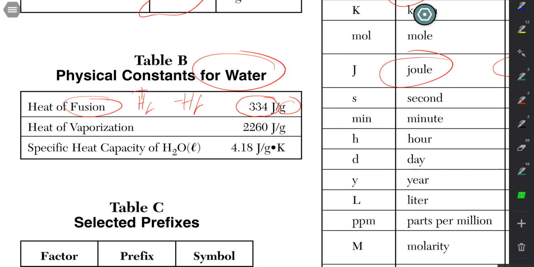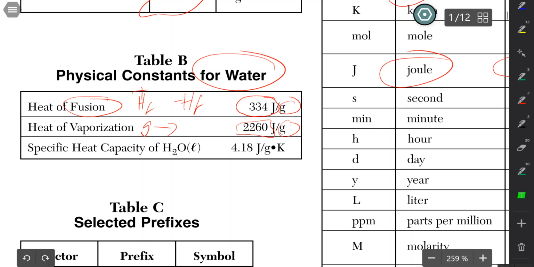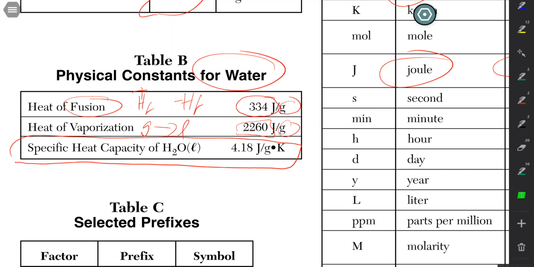Vaporization is the same way. You need 2,260 joules of heat to turn 1 gram of liquid water to a gas. And obviously, you'll have to remove 2,260 joules of heat to turn 1 gram of gaseous water back to a liquid. Here we have a specific heat capacity, and that is the amount of heat that's necessary to raise the temperature.